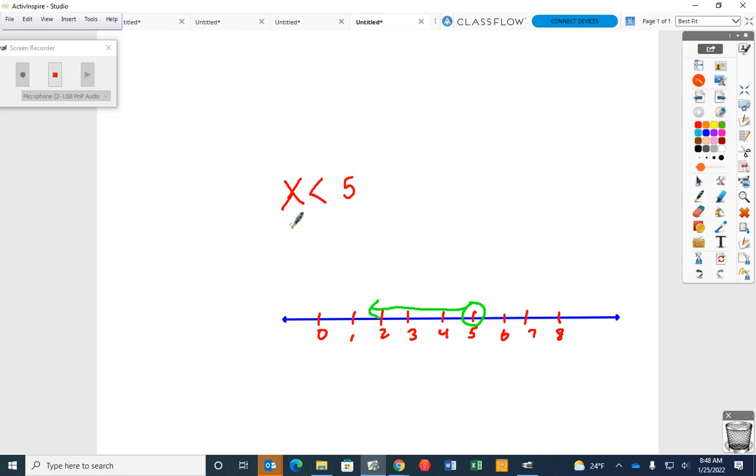Okay. Question, Jeremy. If x is less than 5, shouldn't the circle be at 4? No, because the circle is where we start. And the reason it is open is because we don't include 5. Because is 5 less than 5? No. So anything outside that circle this way is less than 5. Does that make sense?